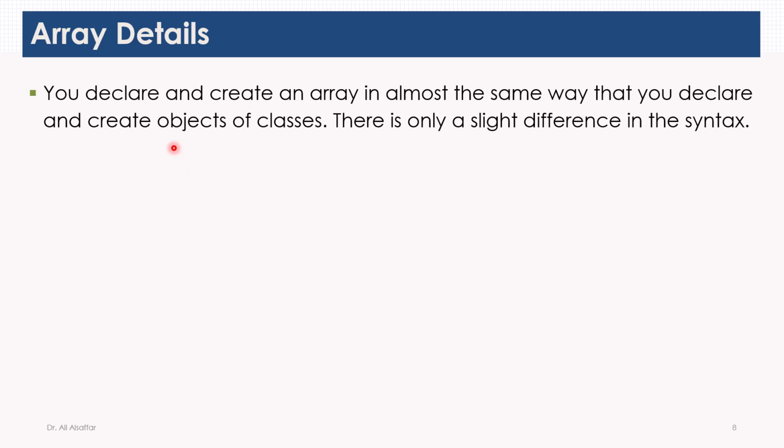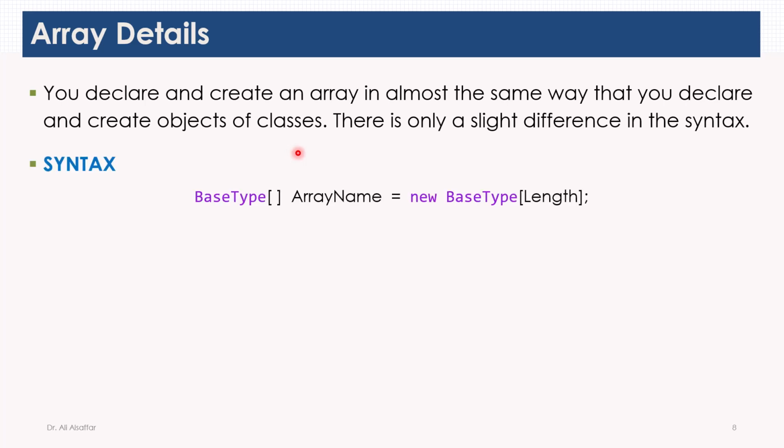First, how to declare and create an array. You know that an array is an object. So you declare and create an array in almost the same way that you declare and create objects of classes. But there is only a slight difference in the syntax, is that you include the size of the elements you want to allocate in the array.